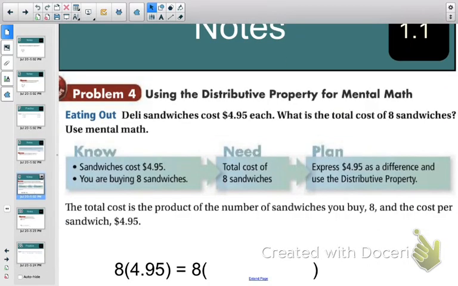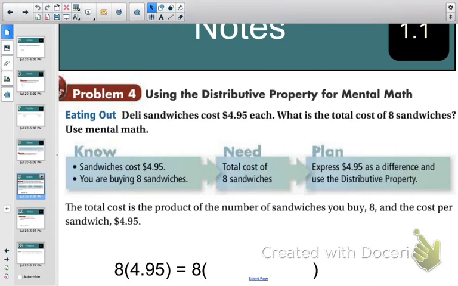Okay, eating out. So we're talking about deli sandwiches here. So we can use the distributive property from mental math. Deli sandwiches cost $4.95 each. What is the total cost of 8 sandwiches? Use mental math, which means don't type this into a calculator. I know it's hard for some people, but we can do this with mental math.